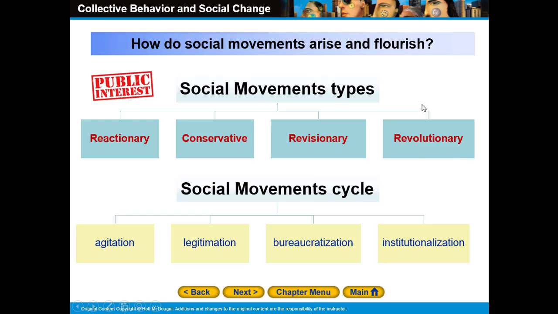The revolutionary, their goal is simply a radical change. They want a complete change in the social structure. So these are the 4 main social movement types. For the life cycle, we have 4 stages. We have the agitation, legitimation, bureaucratization, and institutionalization.